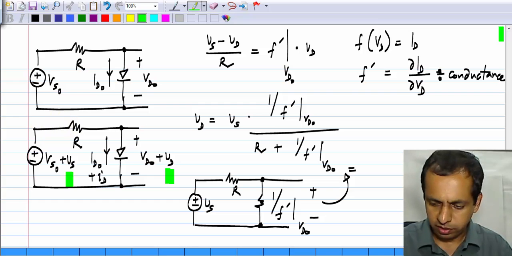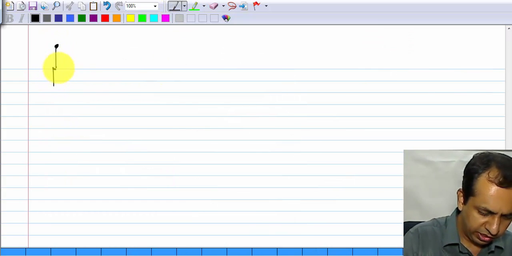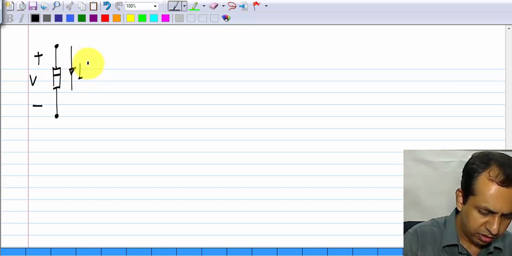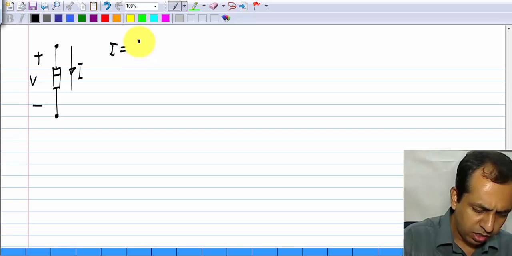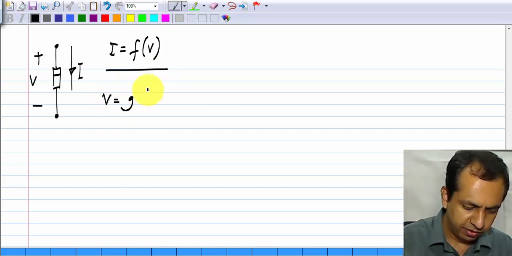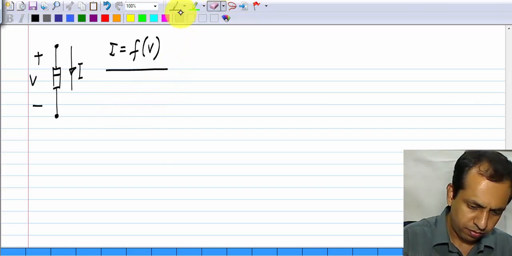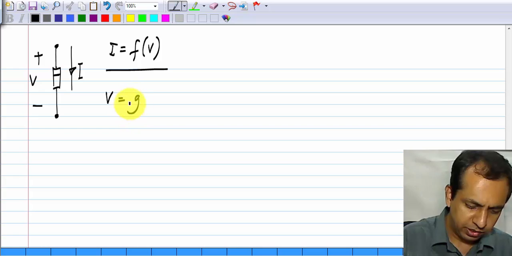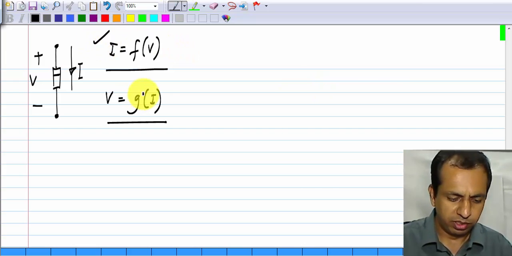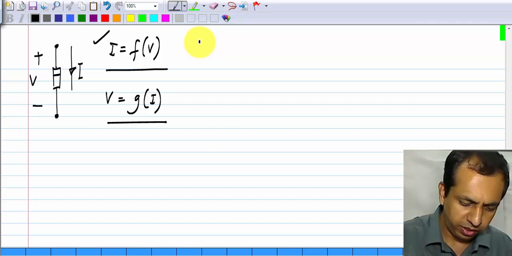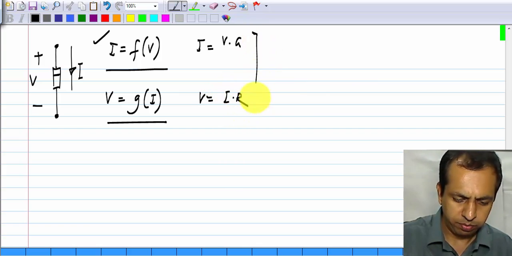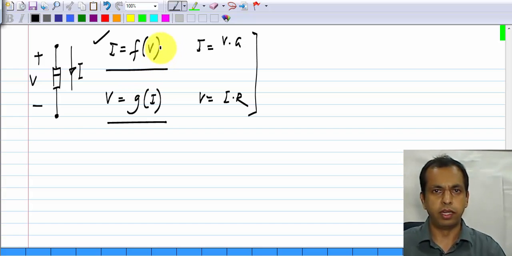So, instead of considering the whole circuit, what we can do is to just consider a single element. So, we have a voltage V and a current I, and we know that I is nonlinearly related to V. By the way, we could also express V as the voltage as some function of the current. So, I just use this formulation most of the time, but this is perfectly valid, and these are like equivalent statements of Ohm's law. You could write I equals V times the conductance, or V equals I times the resistance. So, this is for a linear element and this is for a nonlinear element.